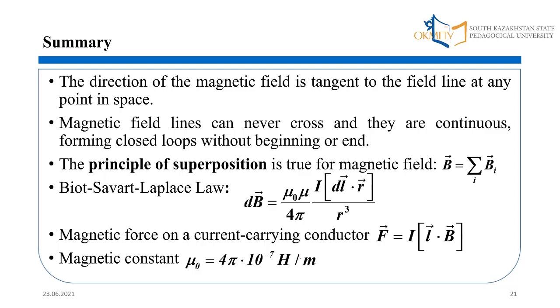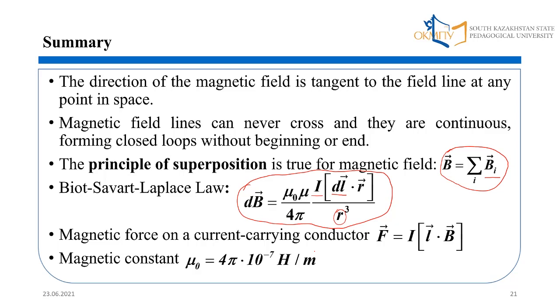The principle of superposition is true for the magnetic field. So the magnetic field due to several currents is equal to the vector sum of the magnetic fields produced by each current. The Biot-Savart-Laplace law is determined by this formula, and it gives the magnetic field produced by the element of a conductor, dl, carrying the current I at the distance r from this element of the conductor.